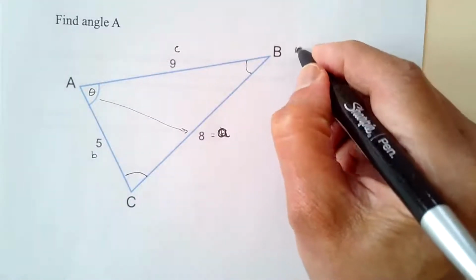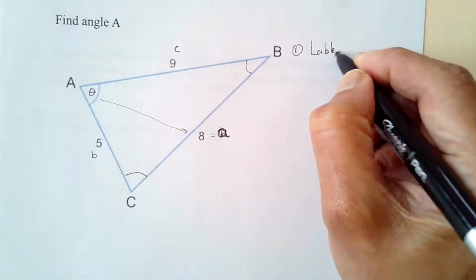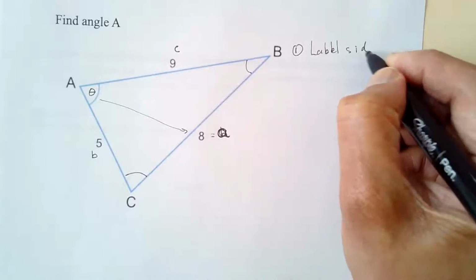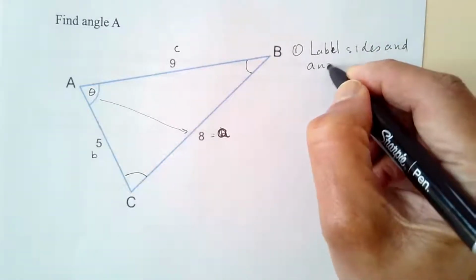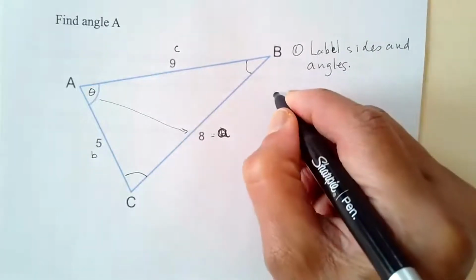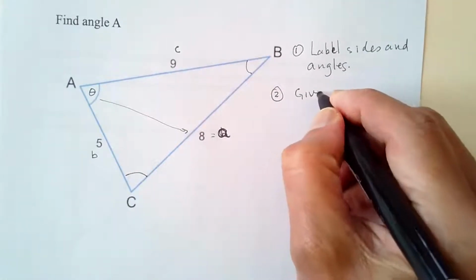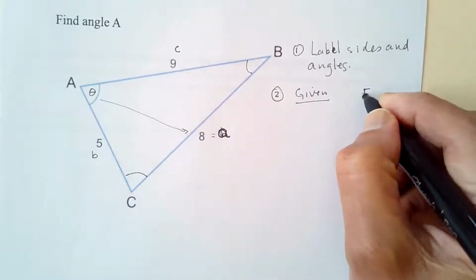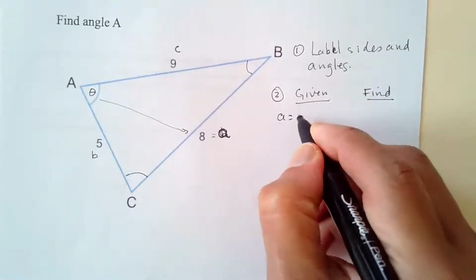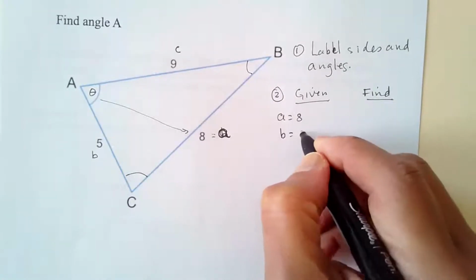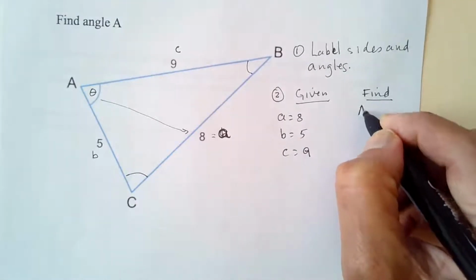So step 1, label sides and angles. Step 2, we write down what's given and what we need to find. So we're given side a, side b, side c, and we have to find angle A.